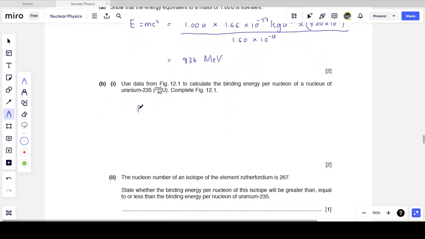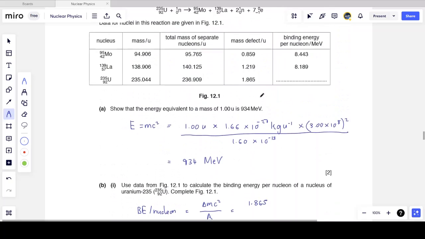So the binding energy per nucleon is the energy equivalent of the mass defect. Delta M times C squared is the energy equivalent of the mass defect for uranium-235, divided by the number of nucleons, the nucleon number A, the mass number.